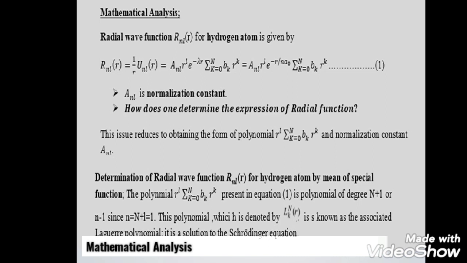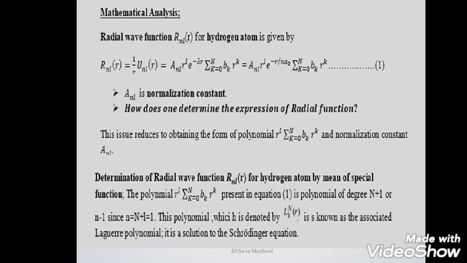In this case A and L is the normalization constant, but the question that arises here is how does one determine the expression of the radial wave function? So for the determination of the radial wave function, we need to consider some special function, and let us suppose that function to be the associated Legendre polynomial, which is the solution to the Schrödinger equation.